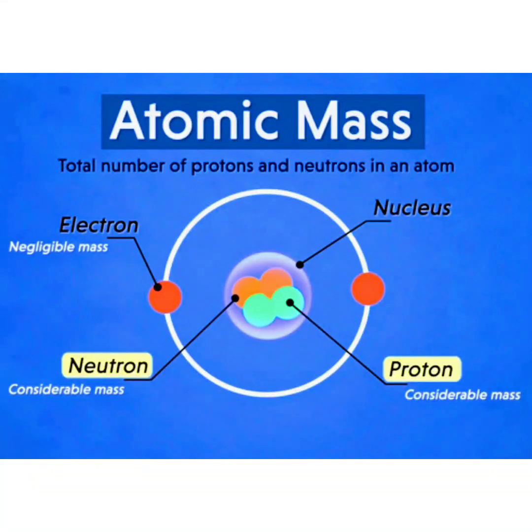Compared to a proton or a neutron, an electron is 1837 times smaller. So that is why we say that its mass is negligible. So when we calculate the atomic mass of a given element, of a given atom, we consider only the total number of protons and the total number of neutrons. So the atomic mass number is simply the number of protons P plus the number of neutrons N. P plus N gives us the atomic mass.